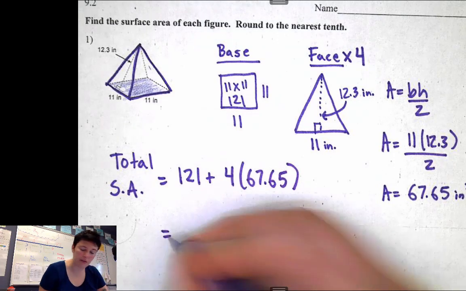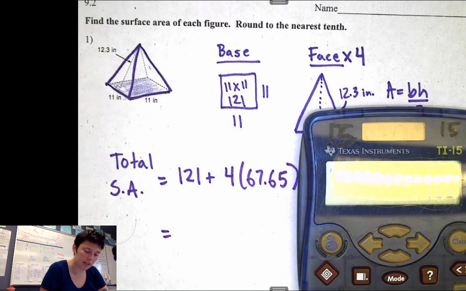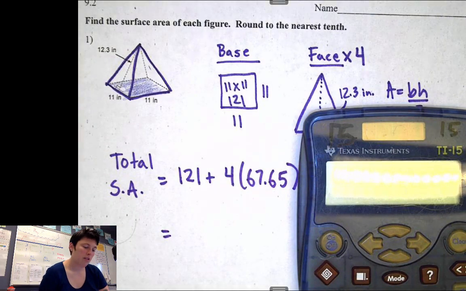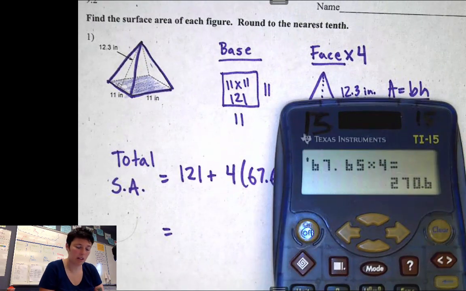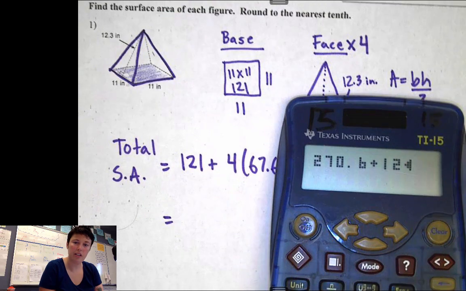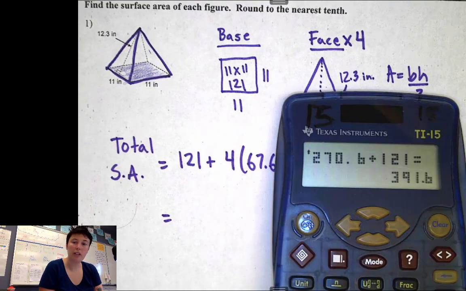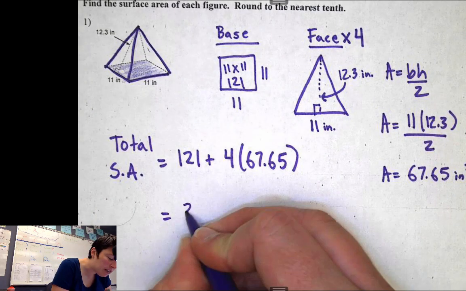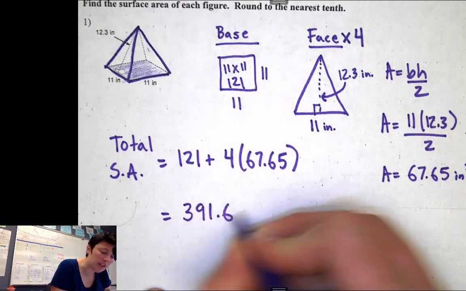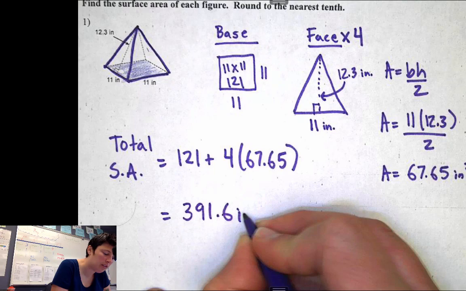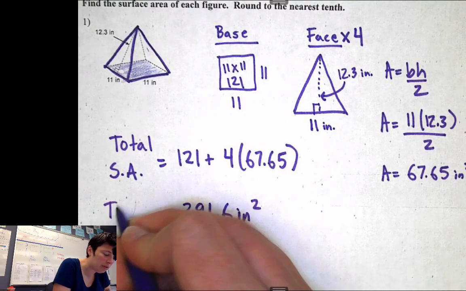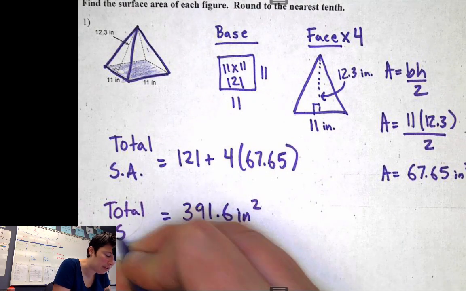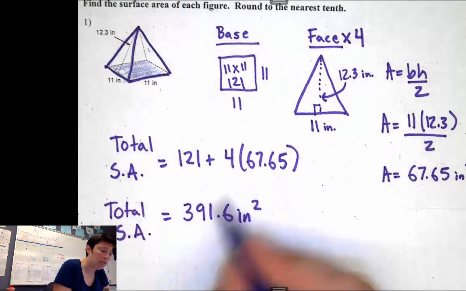So let's see, 4 times 67.65 is 270.6, if you can see that on the screen. And we are going to add the 121 to it. And we're going to get our total answer of 391.6. So 391.6, and we're going to say inches squared, and that is our total surface area of our whole entire pyramid.